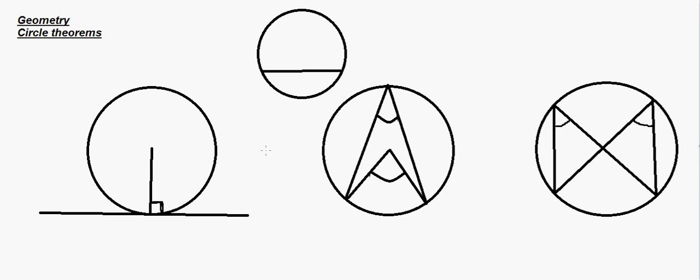Okay, so circle theorems. This is a bit long-winded for something that's very, very simple, but it comes up in the exam. First off, we have a circle here. Now a line that's drawn across a circle, we call this a chord.